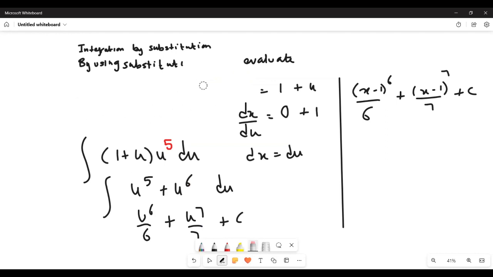So the next question is, by using the substitution x equals tan u, evaluate integration of 1 over 1 plus x square dx.